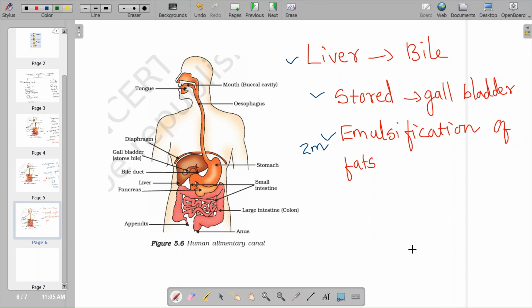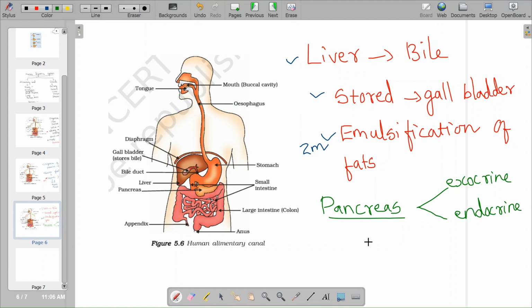The next gland is the pancreas. The pancreas is a dual gland. You are learning about the pancreas under this chapter for pancreatic enzymes, and also under control and coordination, where we will learn about the role of insulin. It consists of exocrine and endocrine regions. Here we are learning the exocrine pancreas. The exocrine part of the pancreas secretes pancreatic juice.